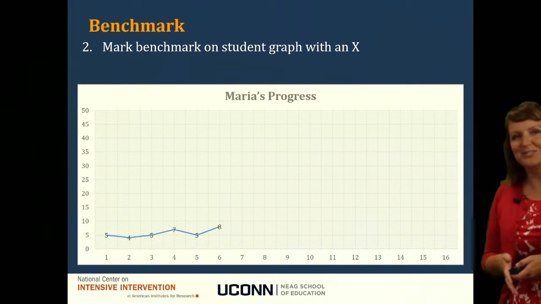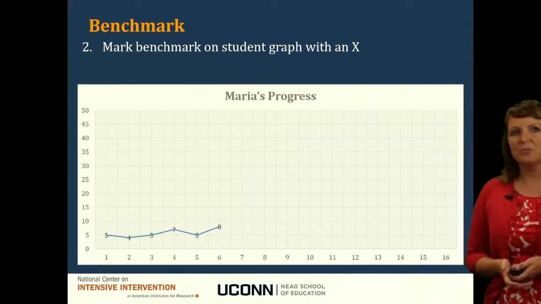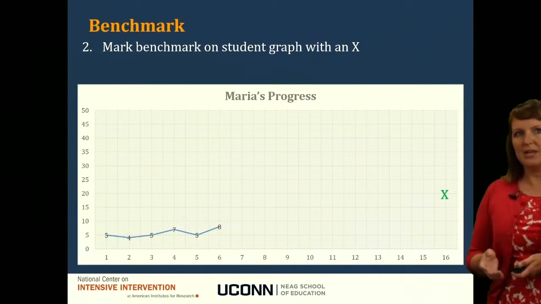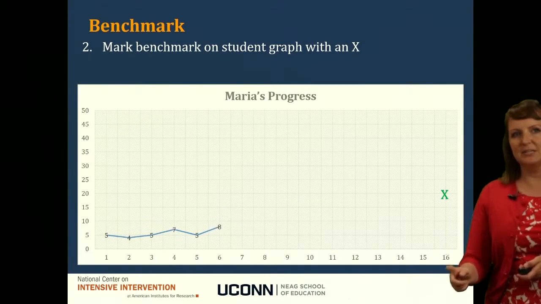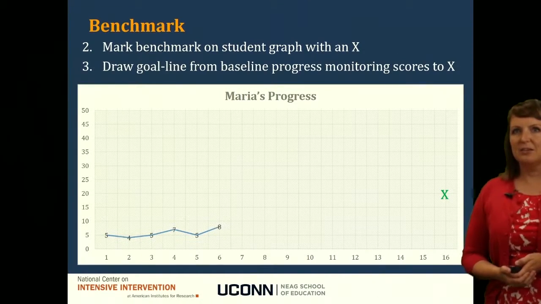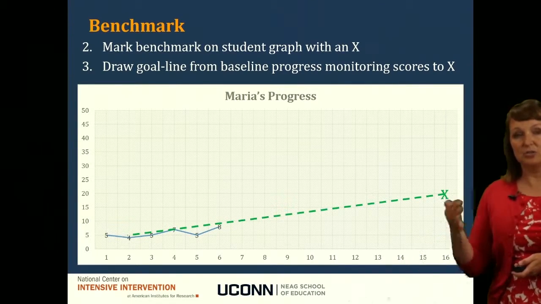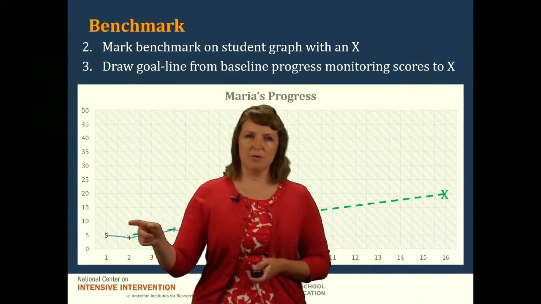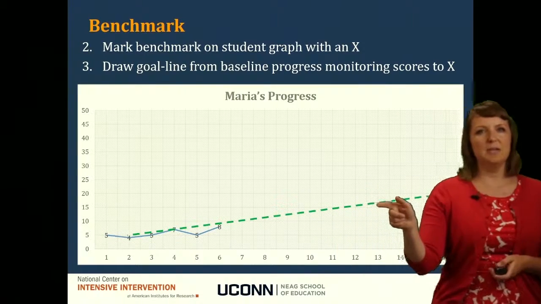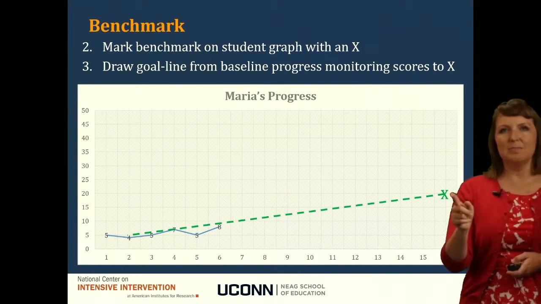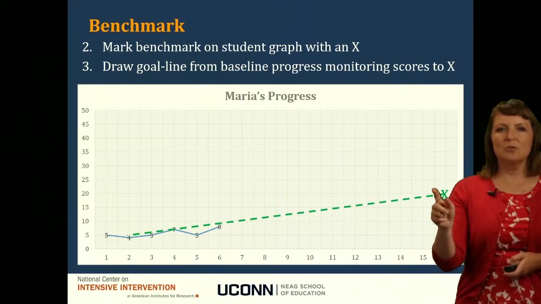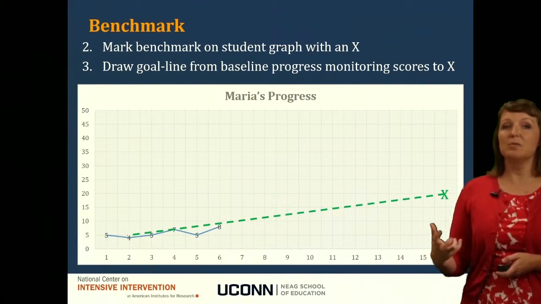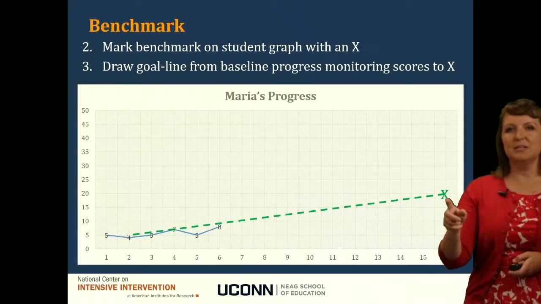I'm going to scoot to the side as much as I can here. So remember her benchmark is 20, so I'm going to mark that 20 with an X, and I'm going to mark it at week 16. This is really like my final week of intensive intervention for Maria. And then my 3rd thing is to draw a goal line from the baseline to the goal. So you can see my baseline is the first set of scores here for Maria, and then this ends up being drawn to the goal, and this ends up being my goal line. And we're going to come back to this goal line later to see whether or not Maria is on track to meet these goals.